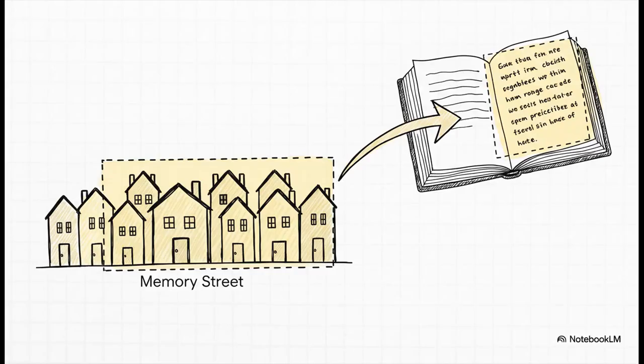Now, because an array's elements are all stored together, contiguously, they live in a block of neighboring houses on this street. For the CPU, reading through an array is like reading down a single page in a book. It's predictable, it's efficient. This idea is called spatial locality.